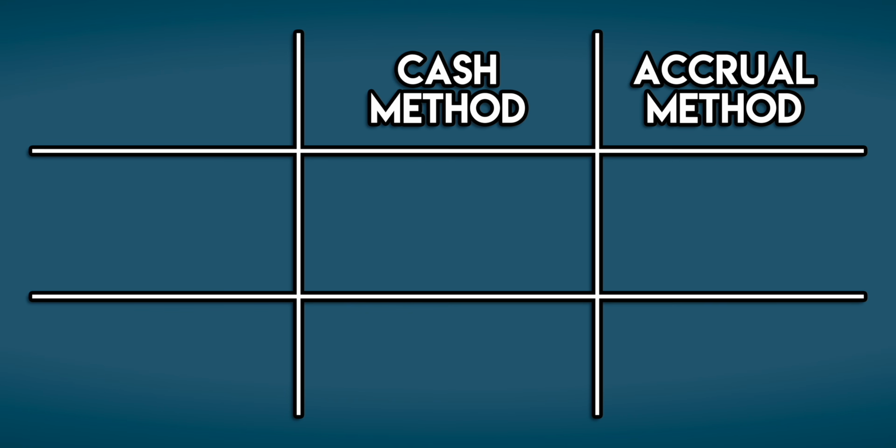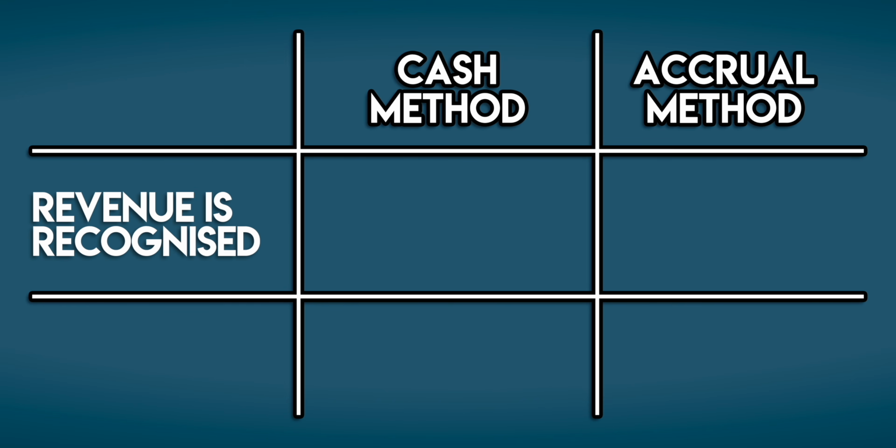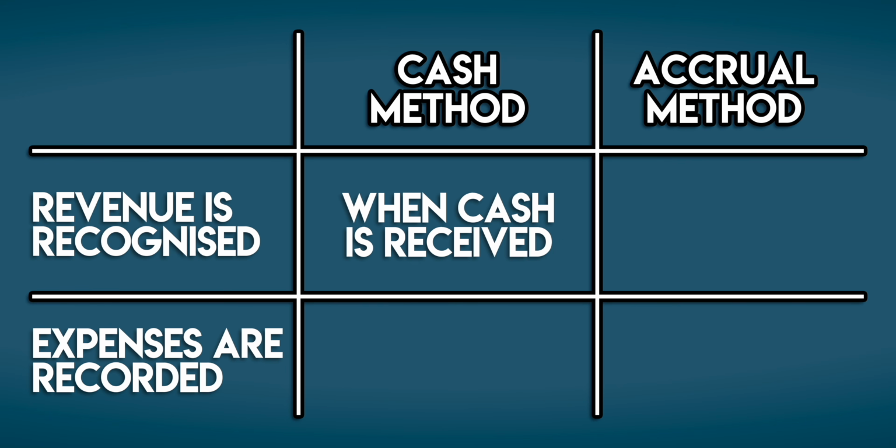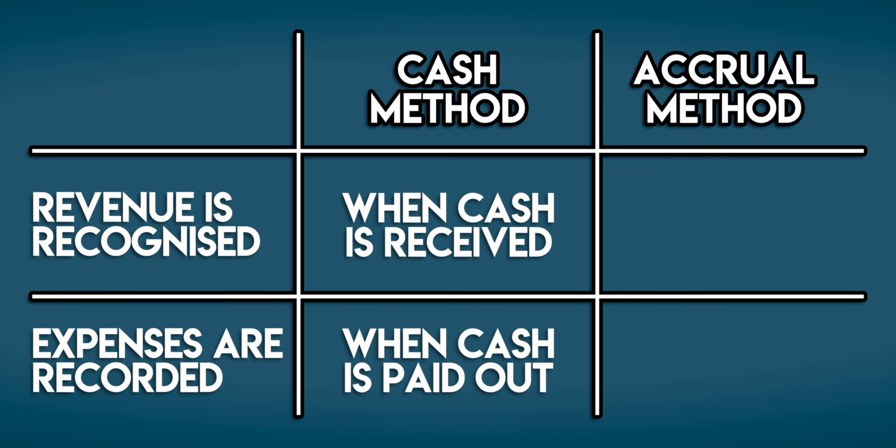You see, there are two methods of accounting. We have the cash method and the accrual method. The cash method of accounting is often used by smaller businesses. It says that revenue is recognized when cash is received and expenses are recorded when cash is paid out. Under the cash method, the income statement and the cash flow statement are equivalent to one another.